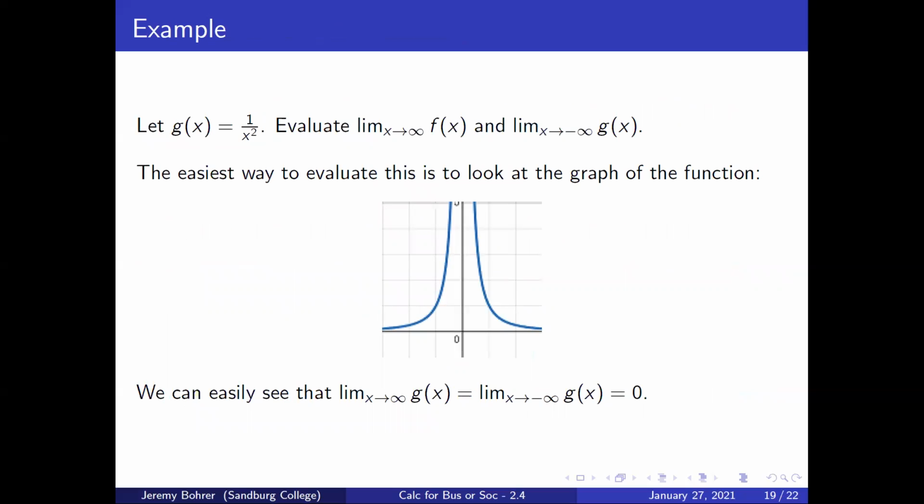For example, let g of x equal 1 over x squared. Evaluate the limit as x approaches infinity of g of x and the limit as x approaches negative infinity of g of x. Sorry, the first one should be g of x, not f of x. So the easiest way to evaluate this is to look at the graph of the function. We can see that the limit as x approaches infinity of g of x equals the limit as x approaches negative infinity of g of x equals 0.